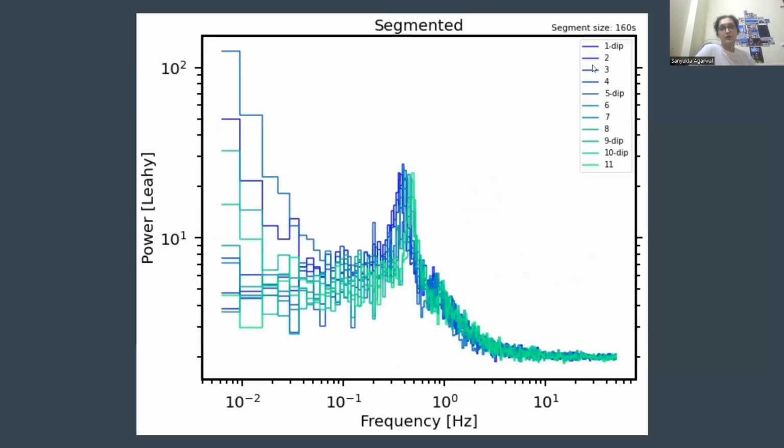So here I've plotted all the orbits' PDS together, and you can see a clear movement in the QPOs. But there doesn't seem to be much difference between dip orbits and non-dip orbits, suggesting that QPOs are not correlated with the dips we see in the light curves.